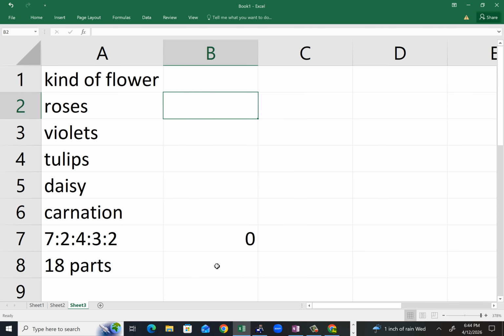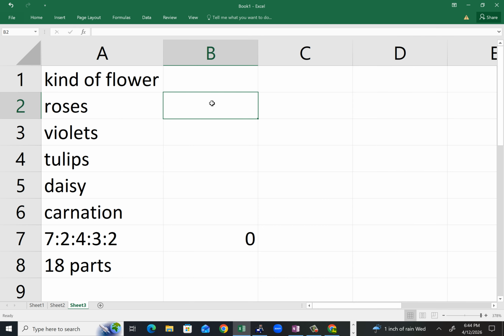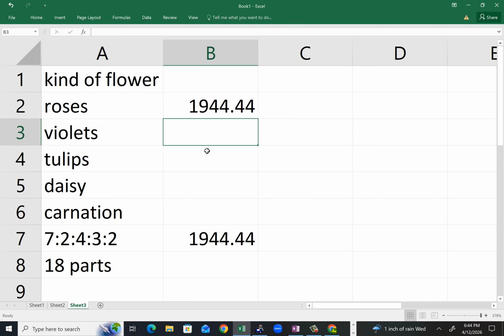So as I said, 39% roughly times 5,000. That's roughly 1,944.44 roses is what we should sell. Okay, you with me on this?